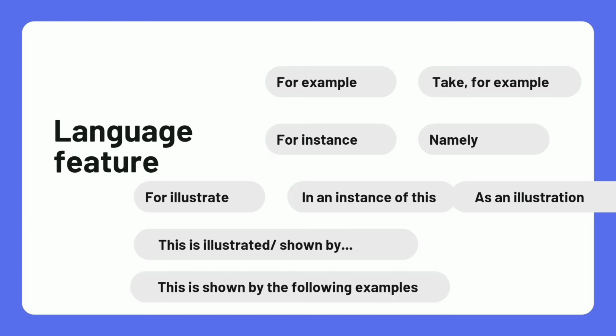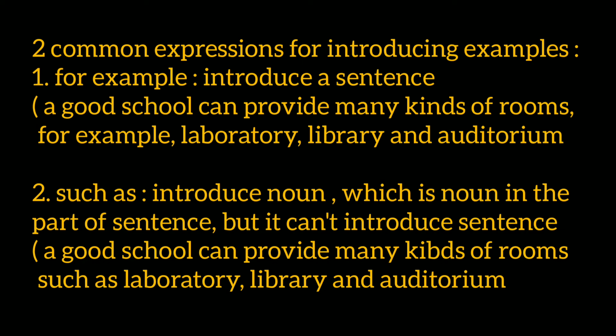But actually, there are two common expressions for introducing examples. They are for example and such as. For example can introduce a sentence. It can also introduce a noun or list of nouns, but only if the noun or list of nouns is part of a sentence. For example, a good school can provide many kinds of rooms. For example, laboratory, library, and auditorium.